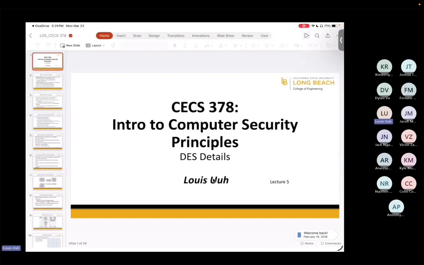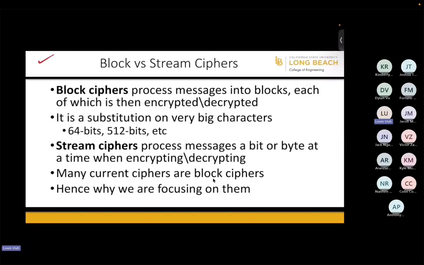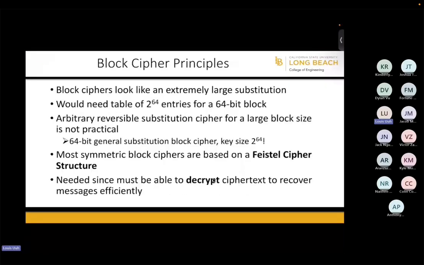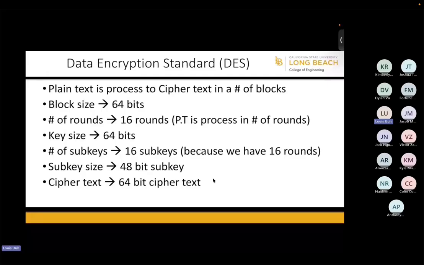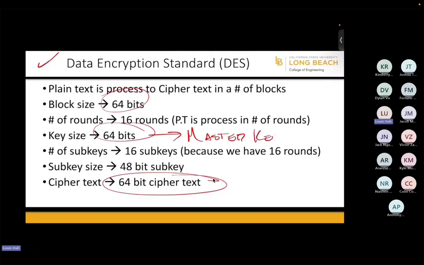DES, and the difference between block and stream ciphers. So know what a block cipher is. Know what DES is, and notice that DES follows the Feistel structure. So absolutely know DES: 64, 64, and then 64. Remember that this is the master key. But then you have subkeys that are 48 bits. So make sure you read the question. What is it asking? Is it asking with regards to the subkeys, or with regards to the master key?